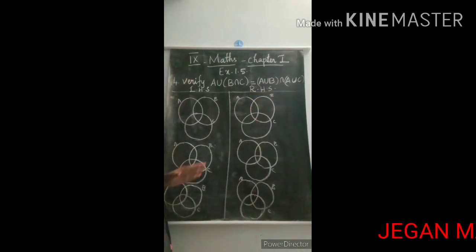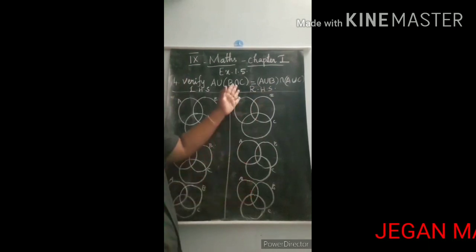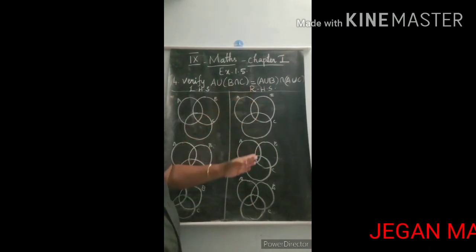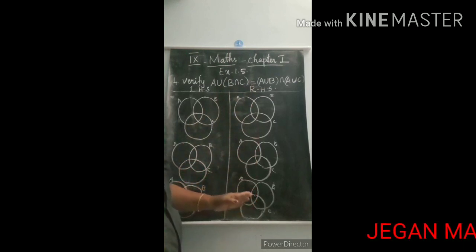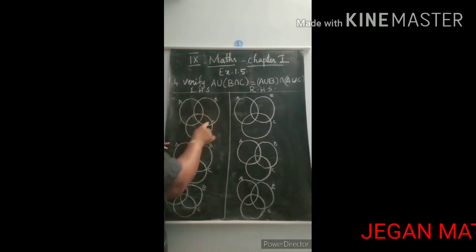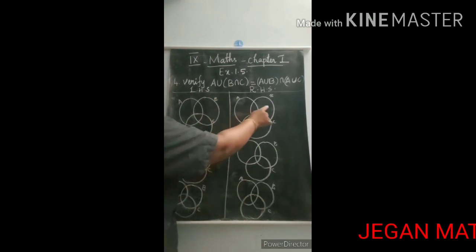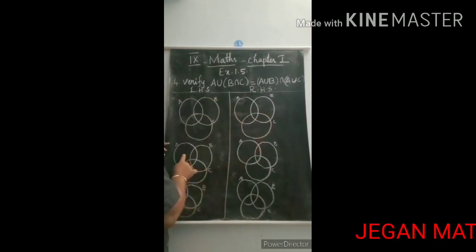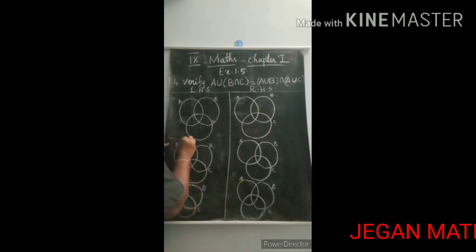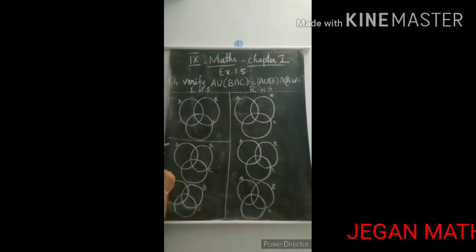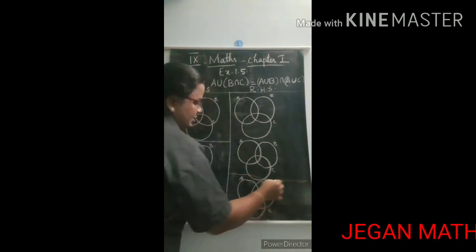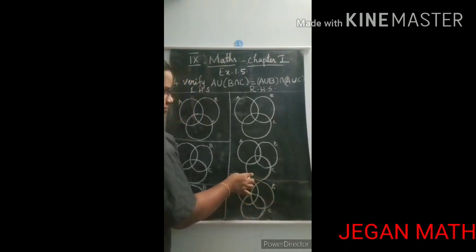Let us use a Venn diagram to solve this. How to verify this formula using a Venn diagram? First you have to draw the three sets. This is A, B, C. Like that you have to draw three diagrams for each. This is for LHS and this is for RHS.